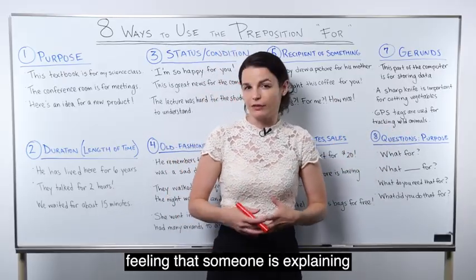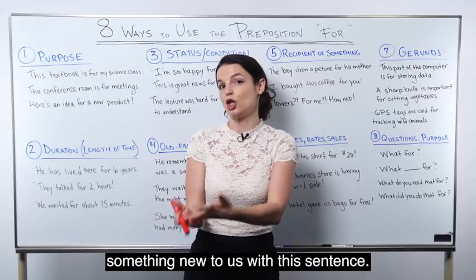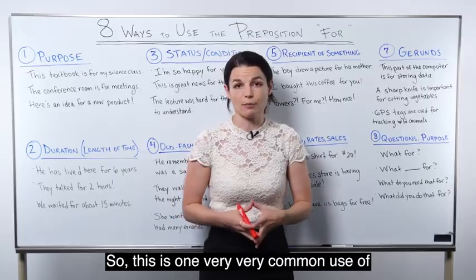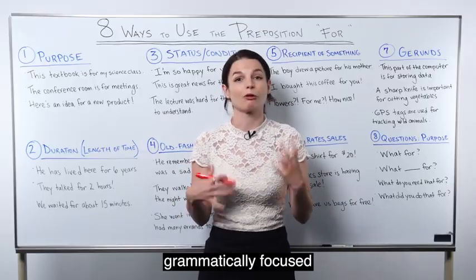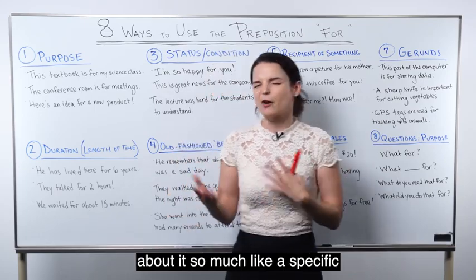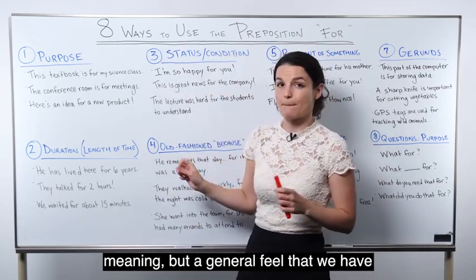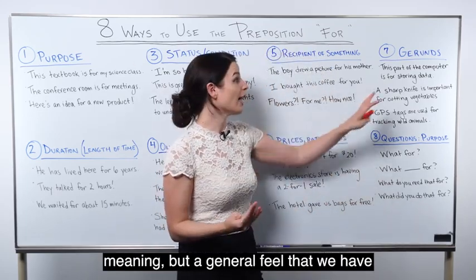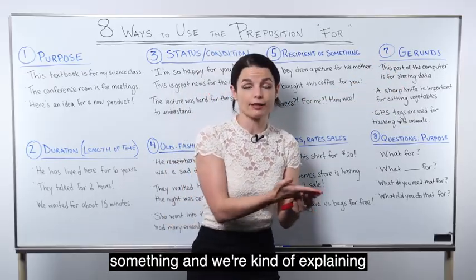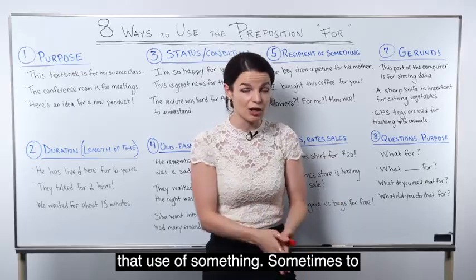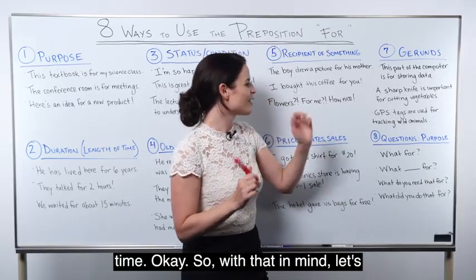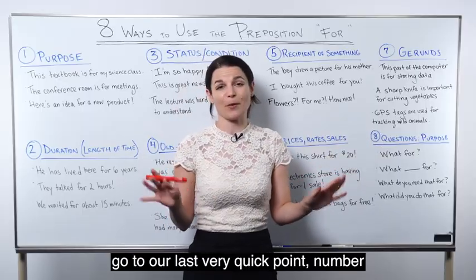Again, we have this feeling that someone is explaining something new to us with this sentence. So this is one very, very common use of for. Again, this is a more grammatically focused use of for, so we don't need to think about it so much like a specific meaning, but a general feel that we have when we're using it in front of a gerund is that we're talking about the use of something, and we're explaining that use of something, sometimes to someone who's learning for the first time. Okay, so with that in mind, let's go to our last very quick point, number 8.